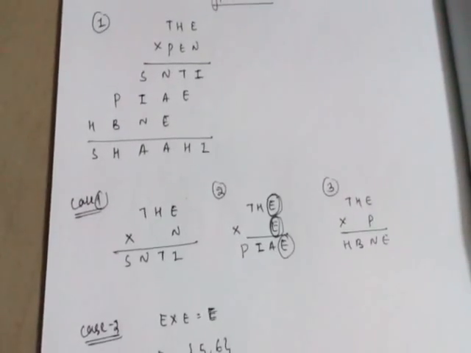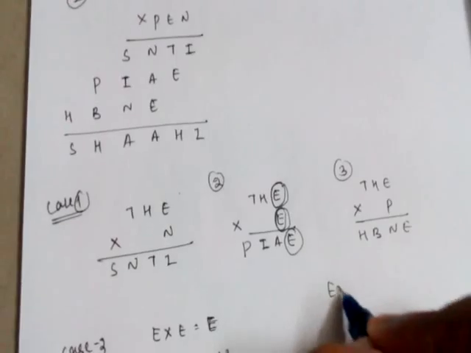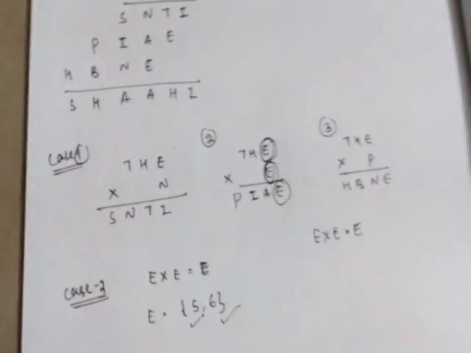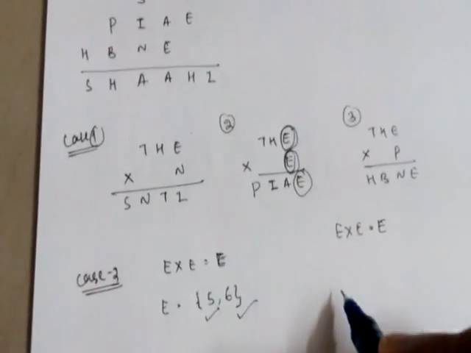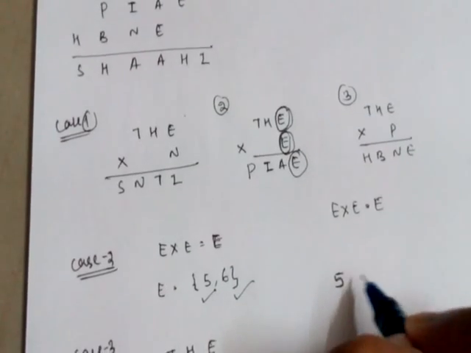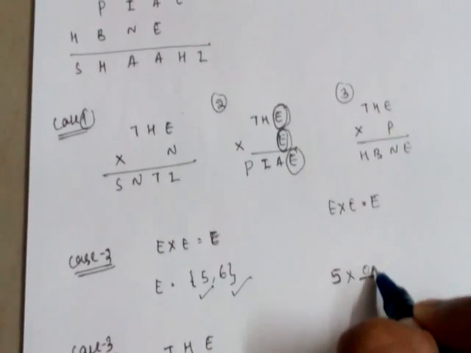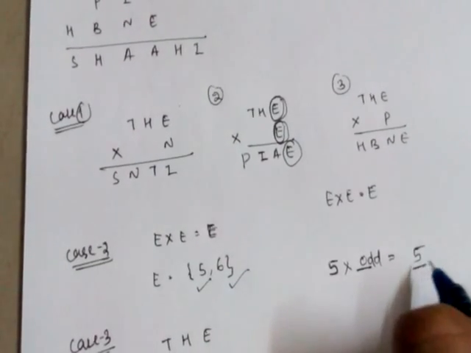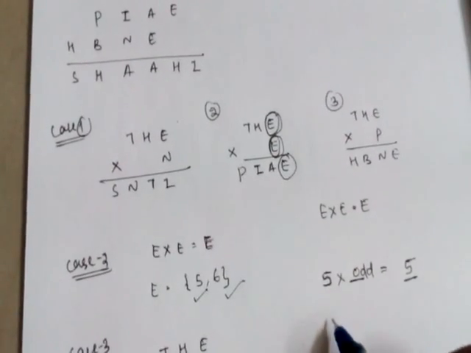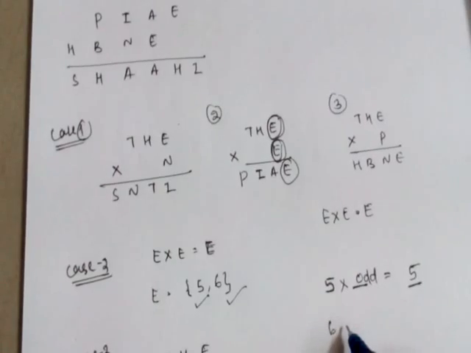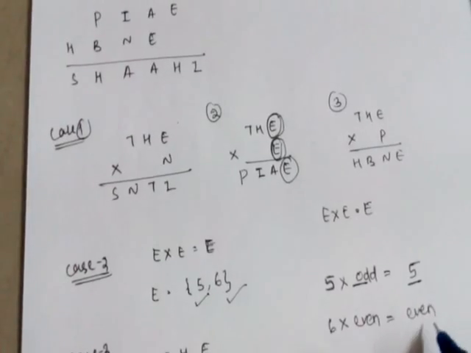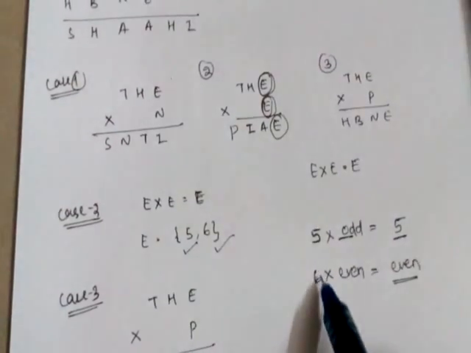So there are two possible cases where E into E equals E, whether it is 5 or 6. How? Suppose you take the E value equal to 5 and multiply with any odd number. It gives the same value 5 at its unit digit. Otherwise you can take 6 into an even number. It gives the same even number. So the value of E is either 5 or 6.